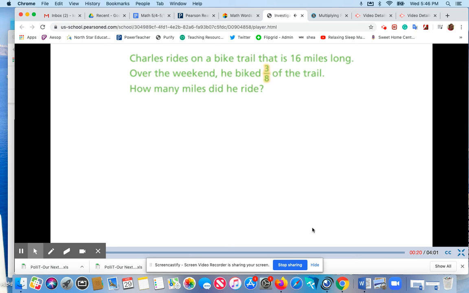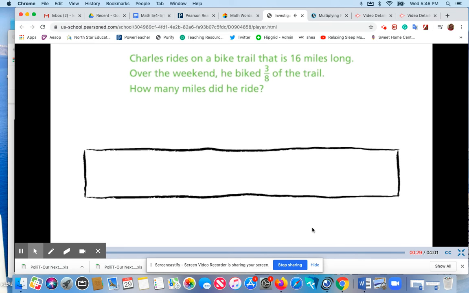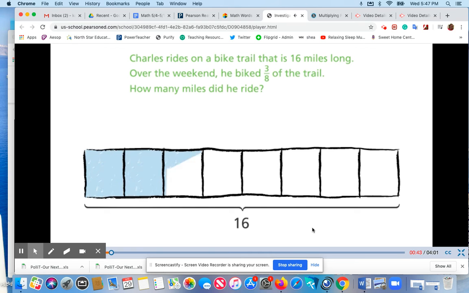Charles didn't go all the way around the trail, so the answer is definitely going to be less than 16 miles. I used a fraction bar to solve this problem. I made the fraction bar equal the length of the trail, 16 miles. He rode 3/8 of the trail, so I divided my bar into eighths and colored in 3 of them to show 3/8 of the whole 16 miles.